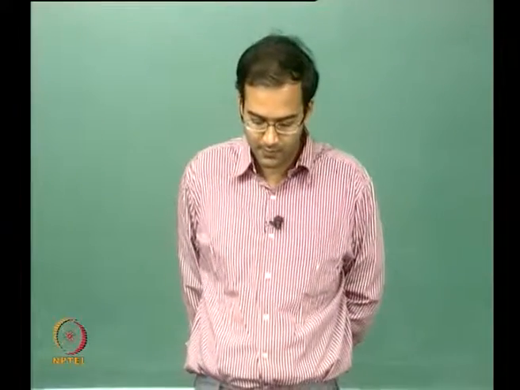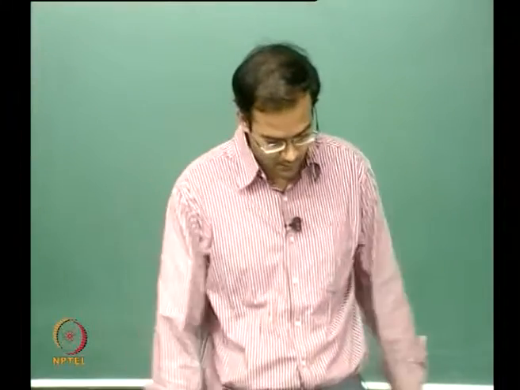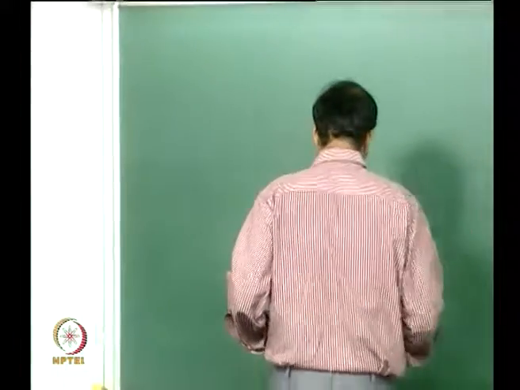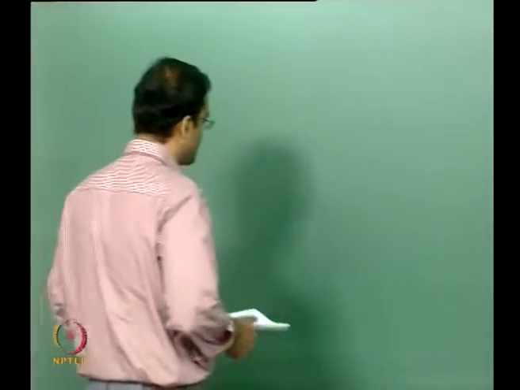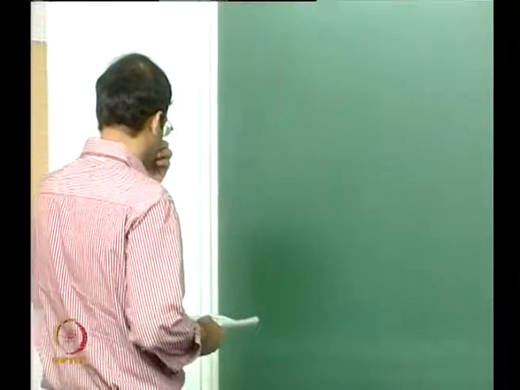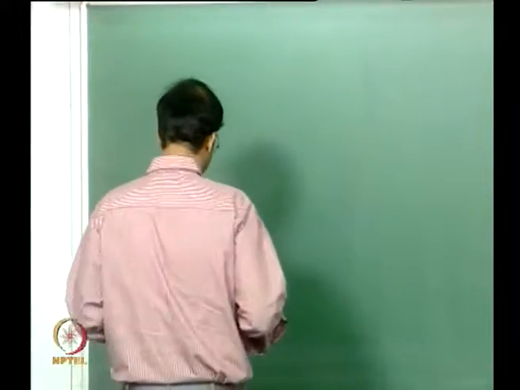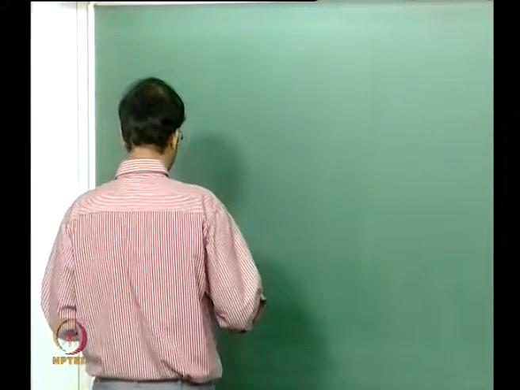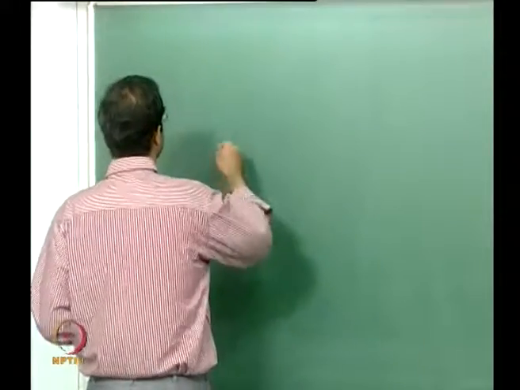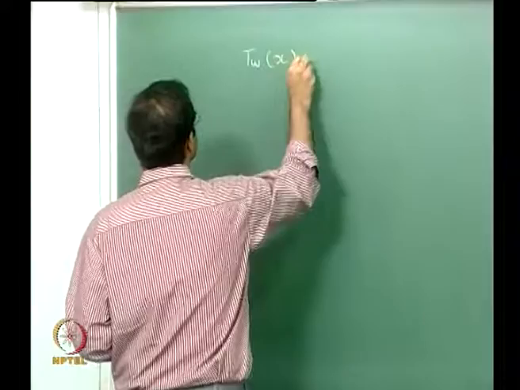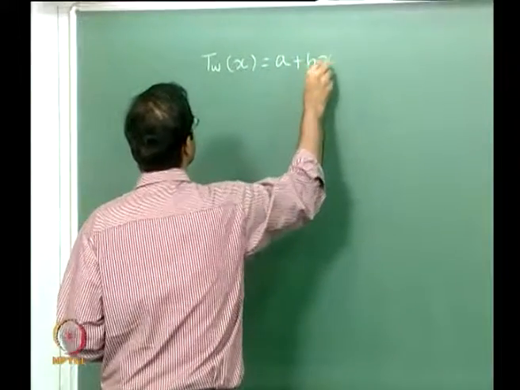So today we will take up a problem on the variable wall temperature case, and we will look at how to get the expression for the wall heat flux variation as well as the heat transfer coefficient. So let us take the example of a linear surface temperature variation, that is of the form T wall of x is equal to a plus bx.